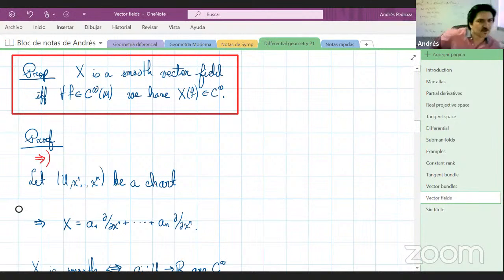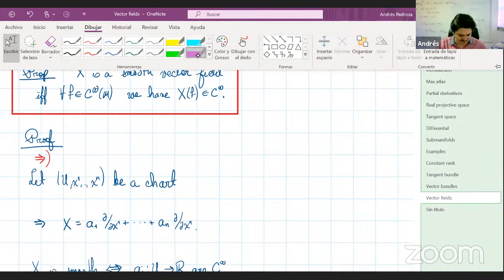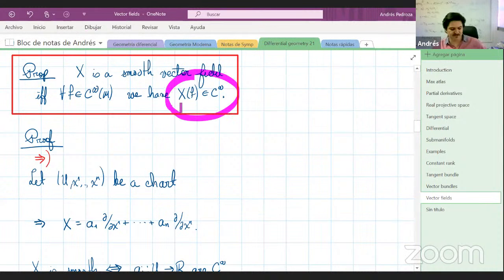Muy bien. So, I have that X is a smooth vector field. I take a smooth function, and what I want to prove is that this is a smooth function. That's what I want to prove. So I will do that locally. So for every point, I take a neighborhood. Moreover, it has to be a chart, and I have to show that that function is smooth in that open set.